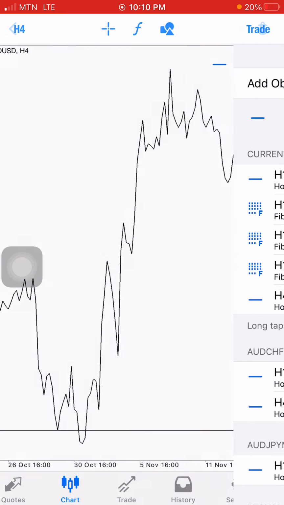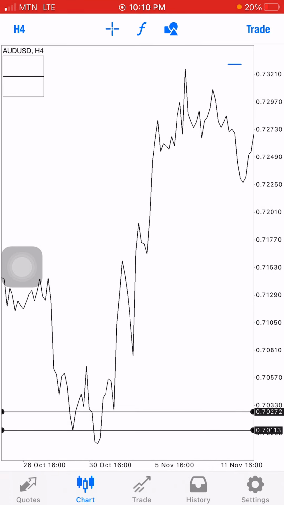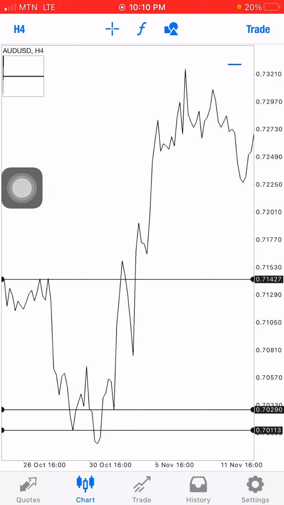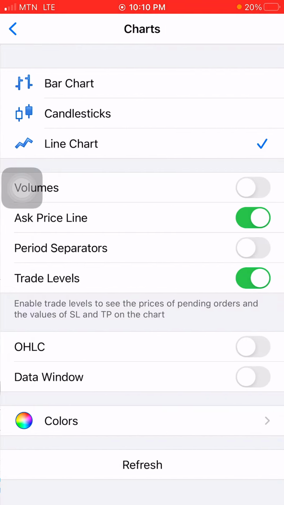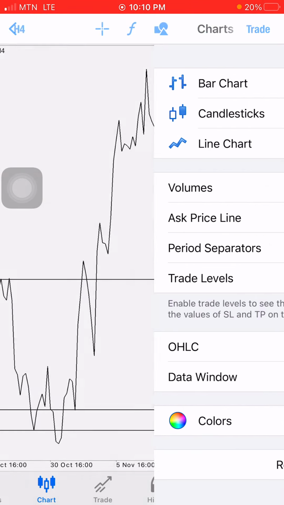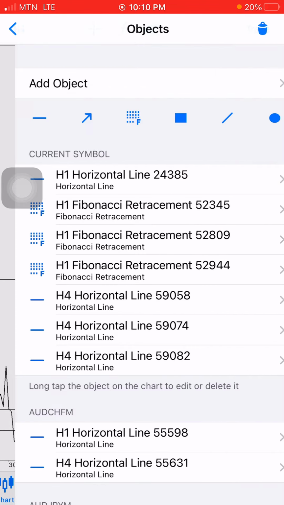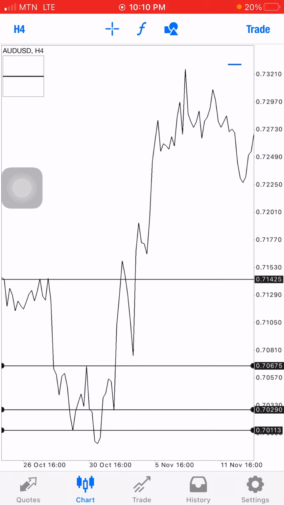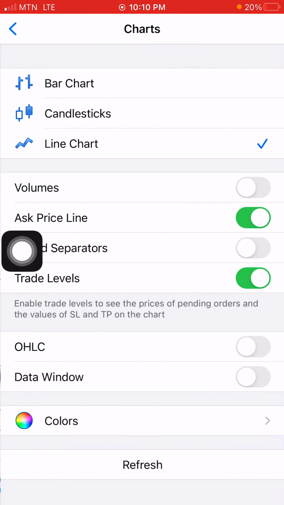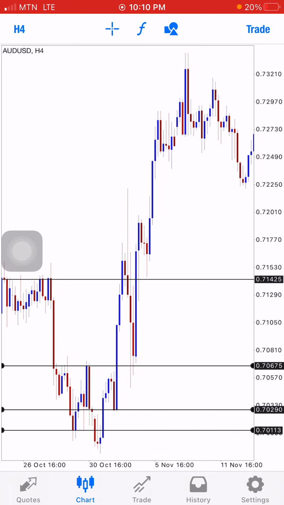So I'll go to the object to plot this one, and also plot where the pattern started. I'm plotting the structures of the pattern. I'll then plot the neckline of that pattern. I'll go to object and plot the neckline of that pattern. There's the neckline. So let me switch it back to candlesticks.